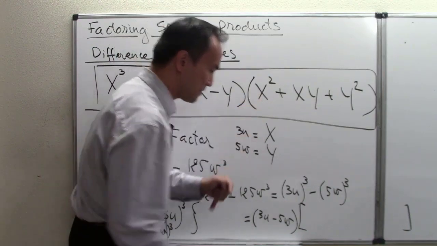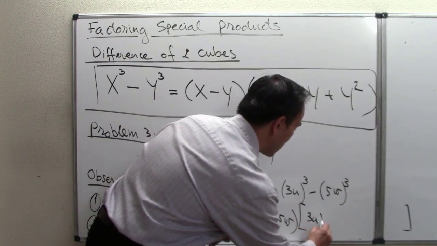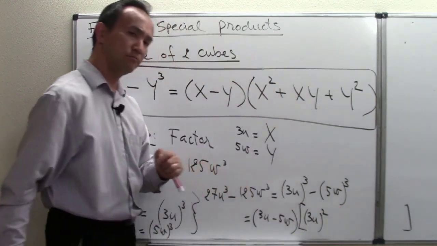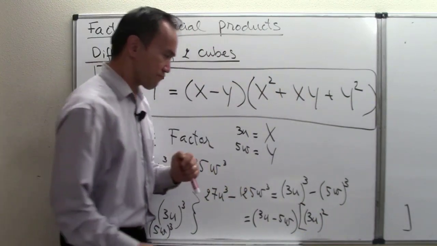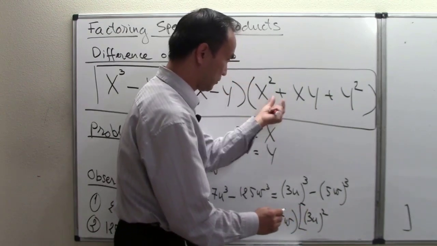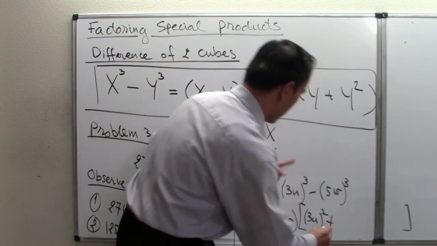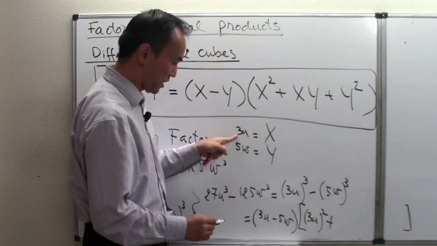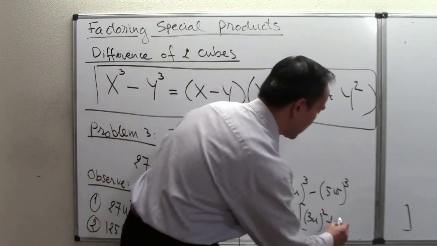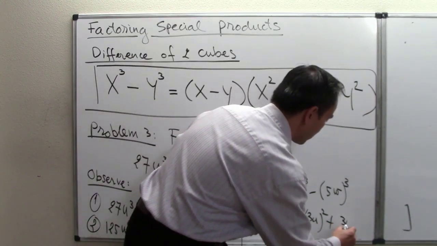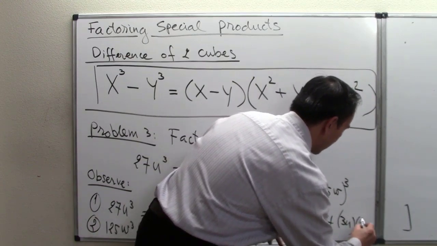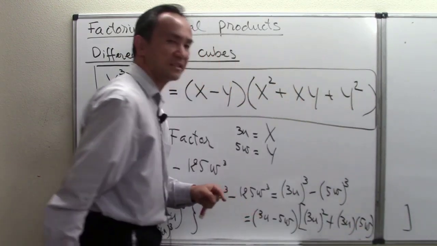So x squared means we have 3u, but in parentheses squared. 3u all squared. And then the formula says plus x times y. Now x is 3u and y is 5w. So it's just going to be 3u times 5w. That's how I'm putting it in.